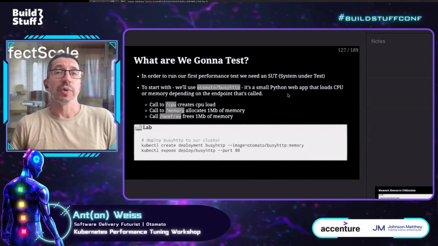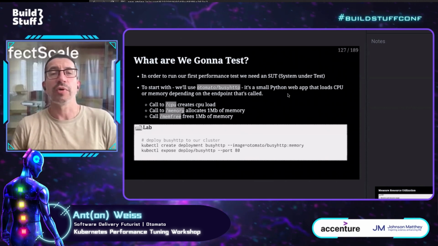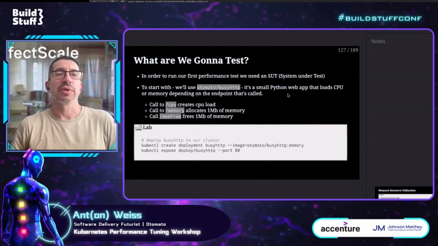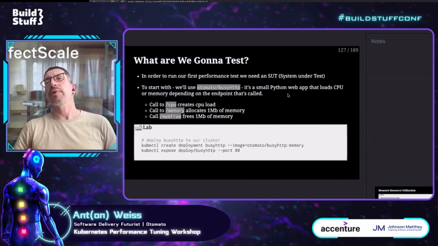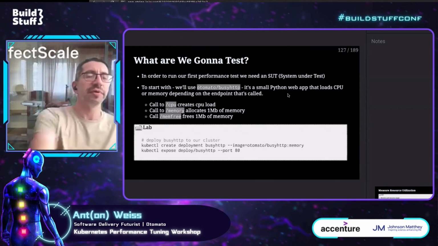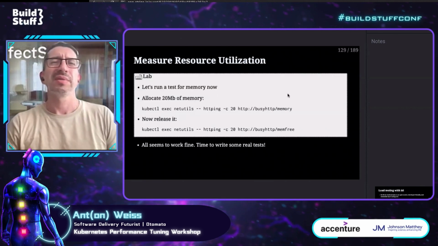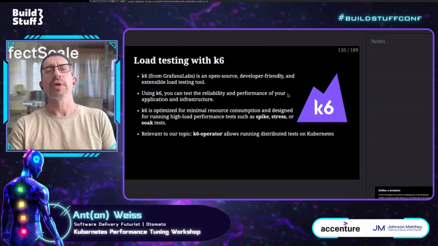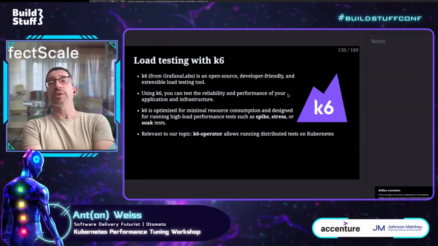So when we test, we need to define, first of all, what's our system under test. We'll use our busy HTTP application again. To remind you, it has an endpoint called CPU that creates CPU load. It has an endpoint called memory that causes memory allocation, and then you can call memfree to release that memory. We won't do that because we've already done that. We've seen the way it works. And go straight into the tool that we're using.